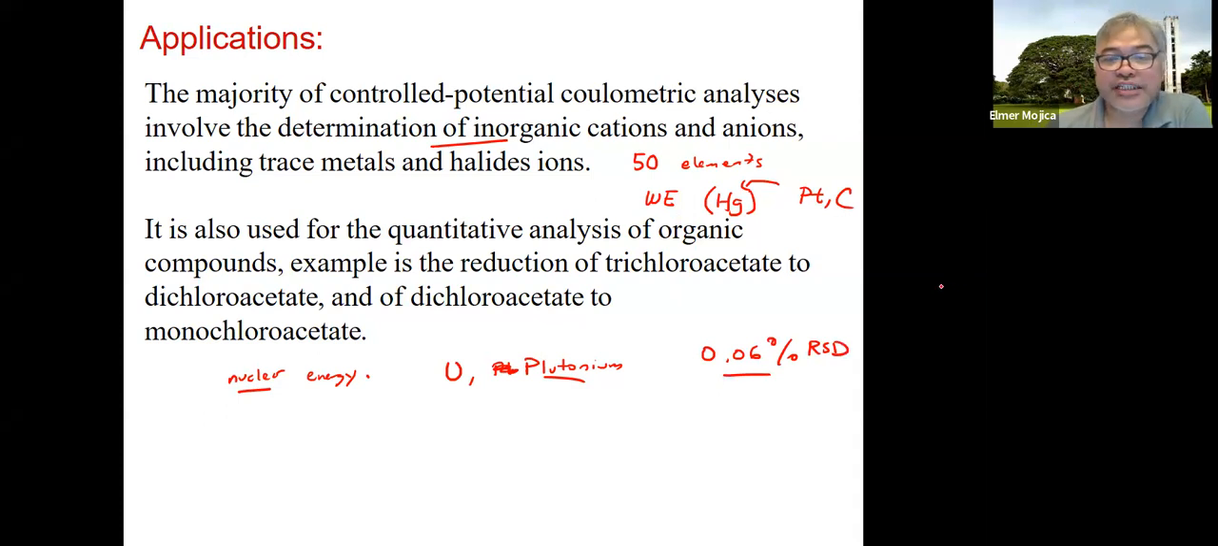Now, in addition to inorganic materials, it's also used for quantitative analysis of organic compounds. As an example here, trichloroacetate reduction to dichloroacetate, and of dichloroacetate to monochloroacetate. You can also use it in organic compounds. It was demonstrated that picric acid you can reduce at a mercury cathode whose potential you can control, and you're able to determine the amount of picric acid at a high accuracy.